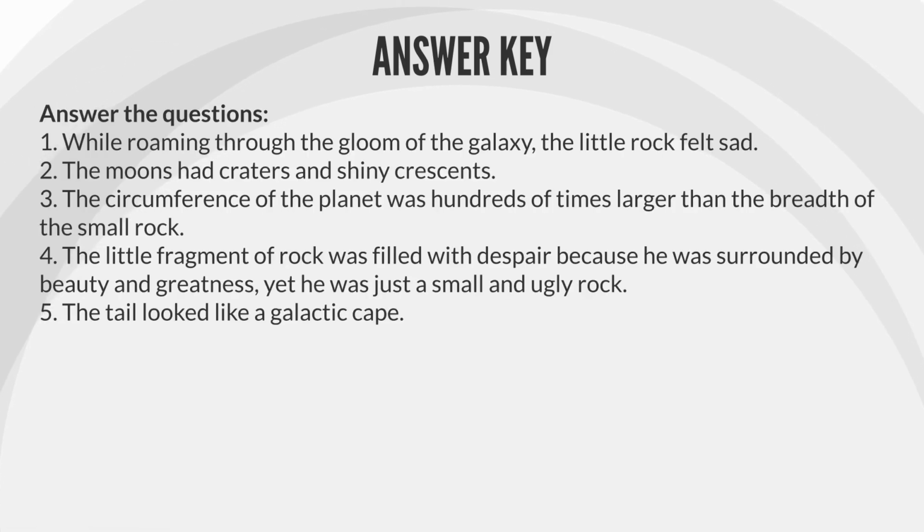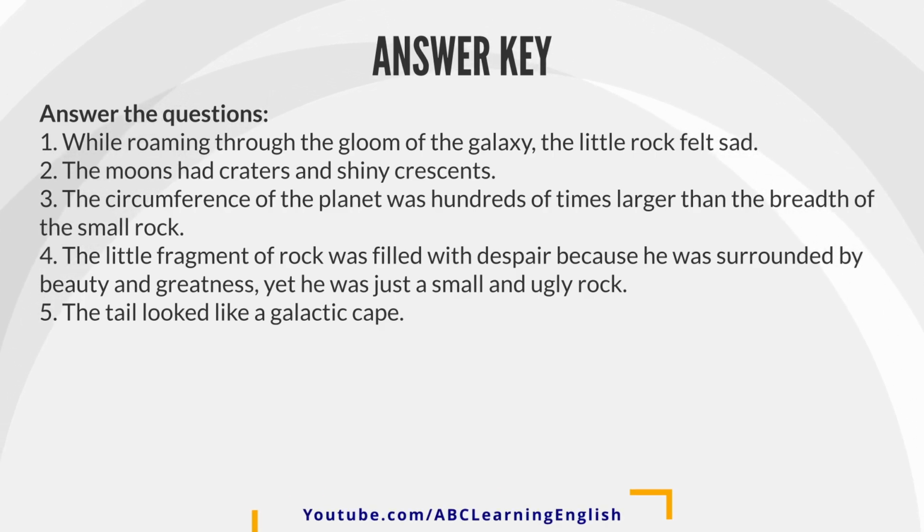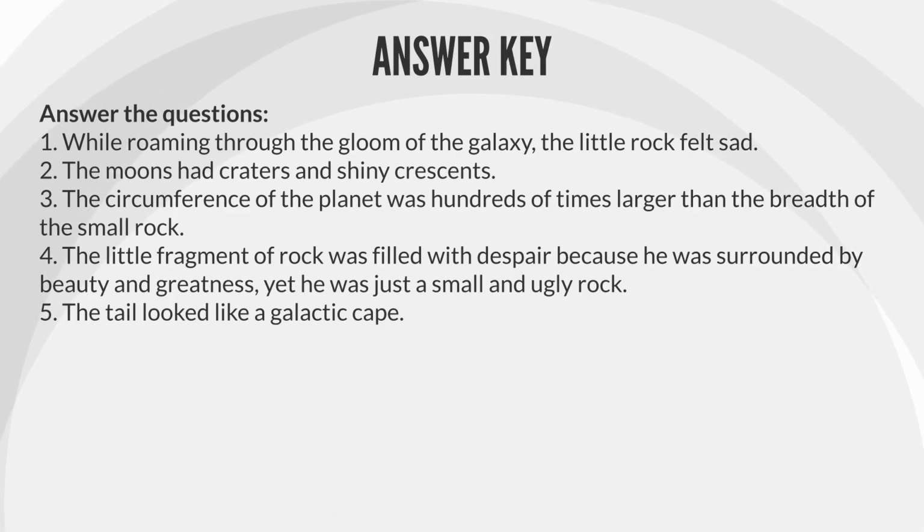Answer key. Answer the questions. 1. While roaming through the gloom of the galaxy, the little rock felt sad. 2. The moons had craters and shiny crescents. 3. The circumference of the planet was hundreds of times larger than the breadth of the small rock.